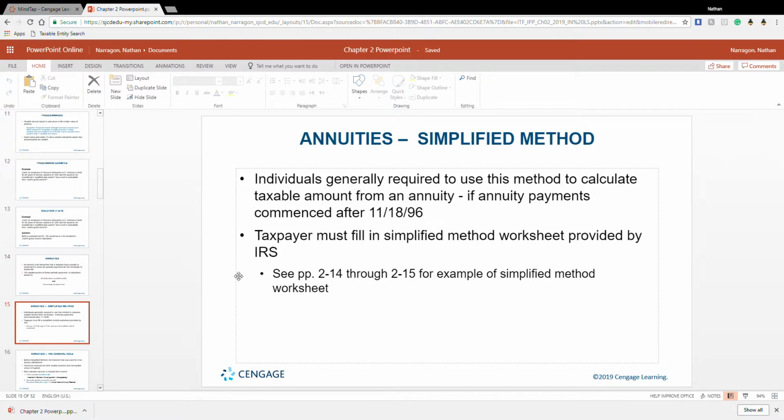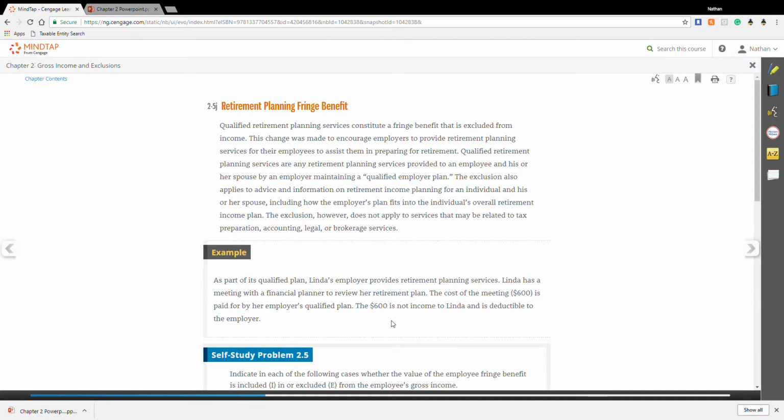So we're typically going to use the simplified method on this. Individuals are generally required to use the method to calculate the taxable amount from an annuity if it commences after 1996. I think that's pretty much everybody now. So taxpayers must file the simplified method worksheet provided by the IRS. Alright, so let's go see what the worksheet looks like in our book.